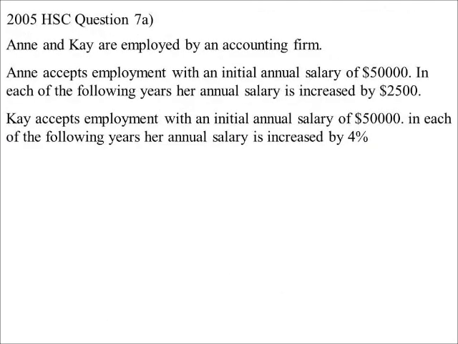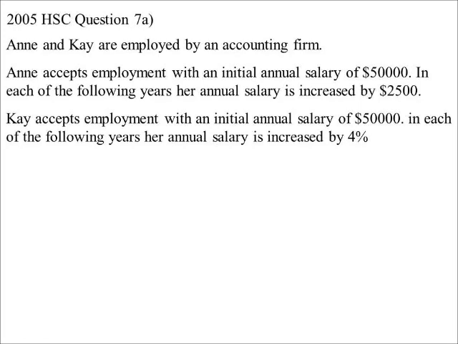Let's have a look at another HSC one. I guess it's sort of realistic, this one. So Anne and Kay are both employed by an accounting firm, but they accept different conditions of employment. Anne accepts employment, initial salary 50,000, and then says every year the salary is going to increase by 2,500.